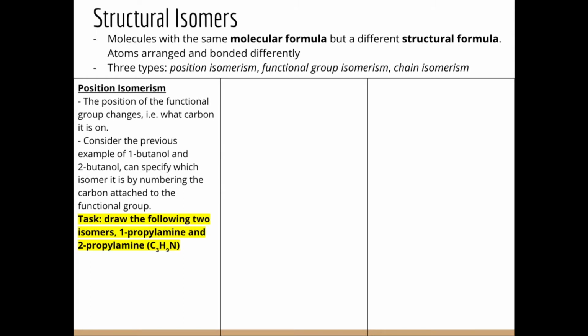Here's a task. Can you pause now and have a go at drawing the following two isomers: 1-propylamine and 2-propylamine. I've given you the molecular formula, and an amine has an NH2 on the end. Prop means that we've got 3 carbons, so a 3-carbon chain with NH2. See if you can get the 1-propylamine and the 2-propylamine, where the number shows where that NH2 amine is.